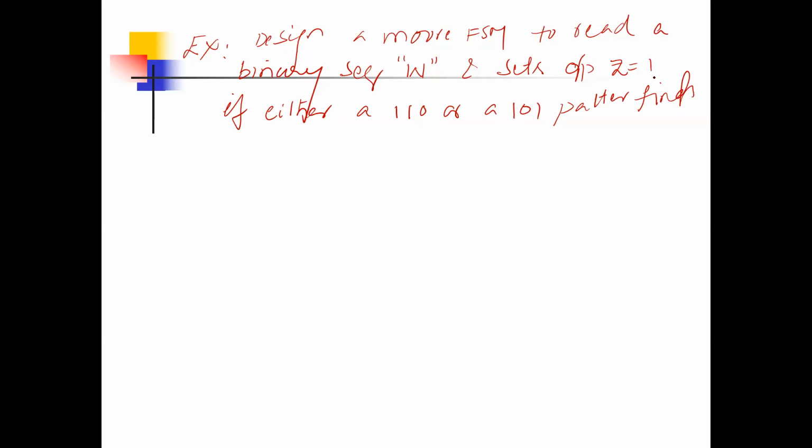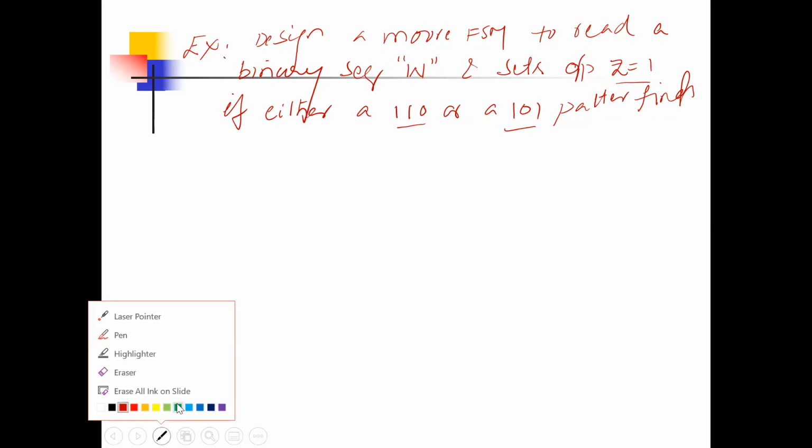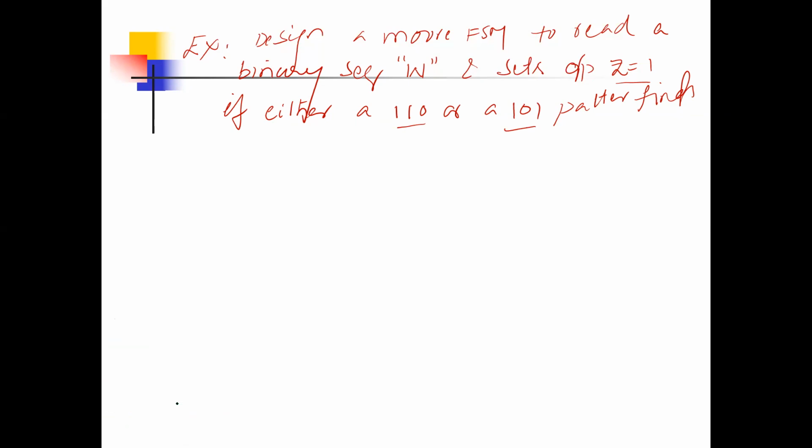So that's it. This is my question. Design a Moore FSM to read a binary sequence W. W is the binary sequence. In that sequence, if you find the sequence of bits like this or like this, the output must be equal to 1. Otherwise the output is 0. So first of all, what to do? The state diagram should be drawn for this. How is the state diagram drawn? We have these two patterns as given. For any order of the sequence in the input bit stream, if you find continuously this or this, the output is logic 1.